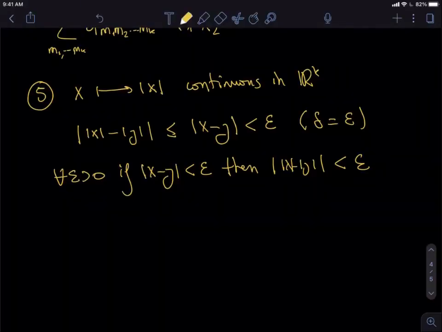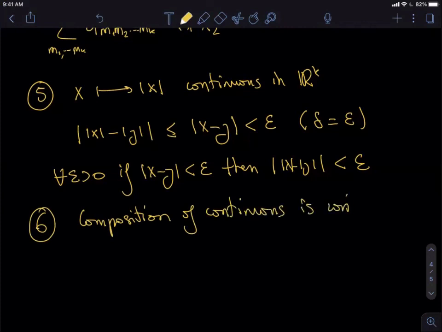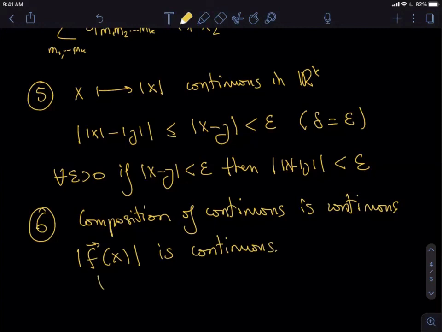And finally, the composition of continuous functions. This allows us to take the modulus of a vector function f of x, and that is also going to be continuous, because it's the composition of the mapping in point 5, the modulus, and a continuous vector function f.